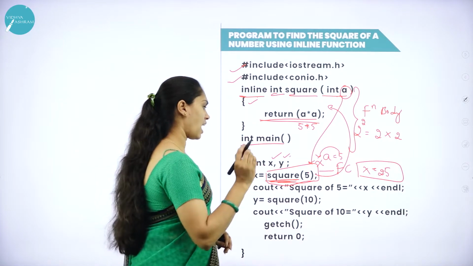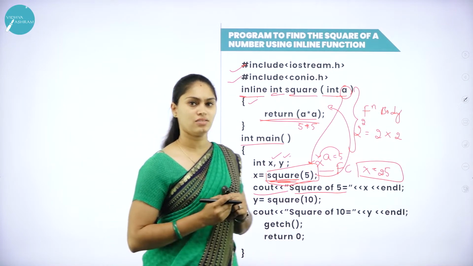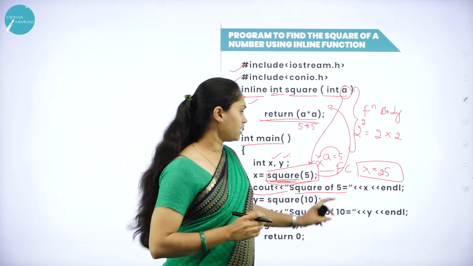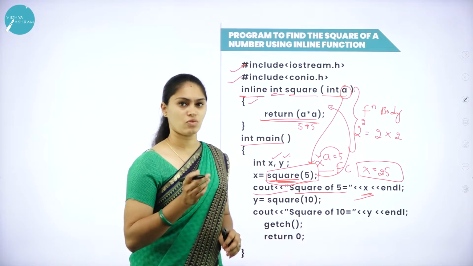Okay, after that I am going to display with cout square of 5. What is the value of square of 5? 5 into 5, that is 25. That will be displayed by making use of this x variable.